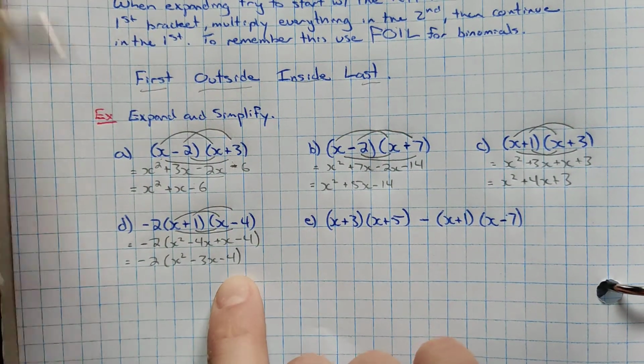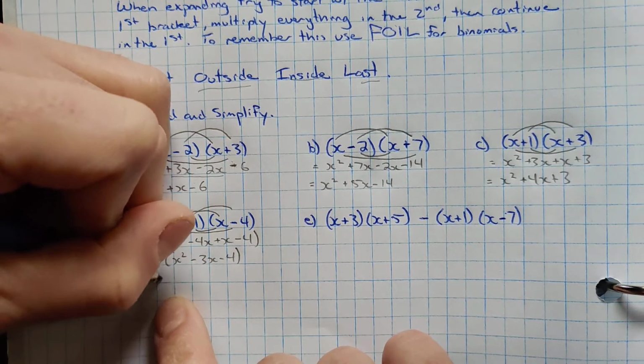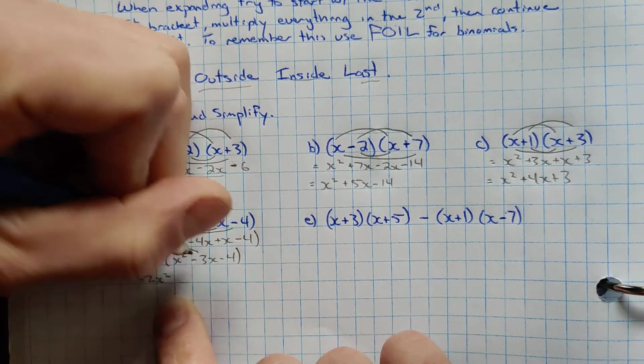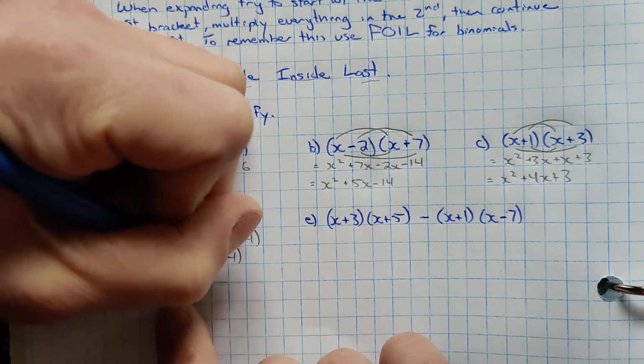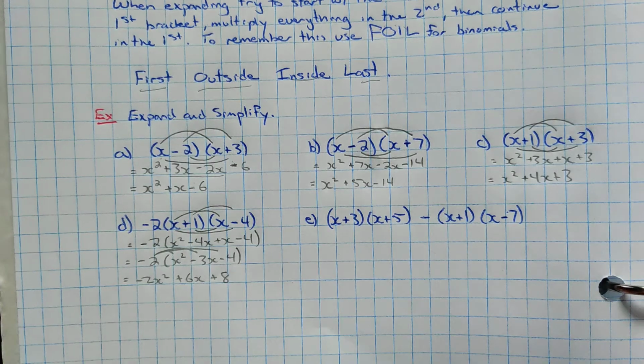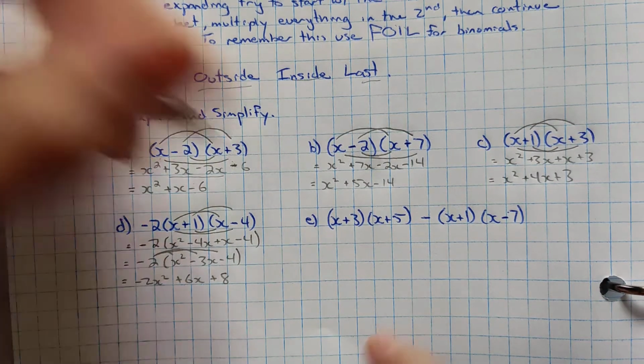Now I'll multiply everything by negative 2. So negative 2 x squared, positive 6x, and finally positive 8. So just step by step, we multiply that out.